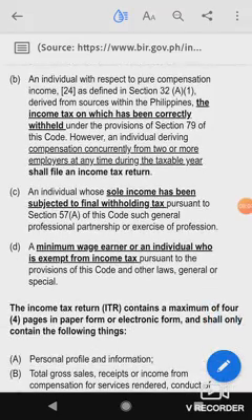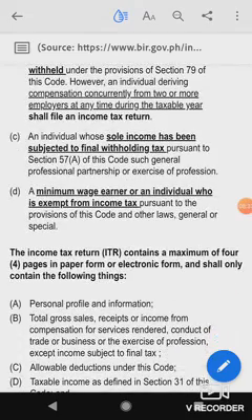Letter C, an individual whose sole income has been subjected to final withholding tax pursuant to Section 57 of this code, such as general professional partnership or exercise of profession. So those who are with final withholding tax at the end of the year will be exempted from filing income tax returns, either quarterly or annually, because they are already subjected to final withholding tax. And D, a minimum wage earner, an individual who is exempt from income tax pursuant to the provision of this code and other laws, general or special.